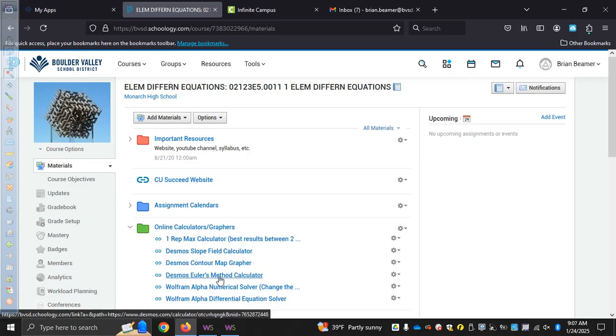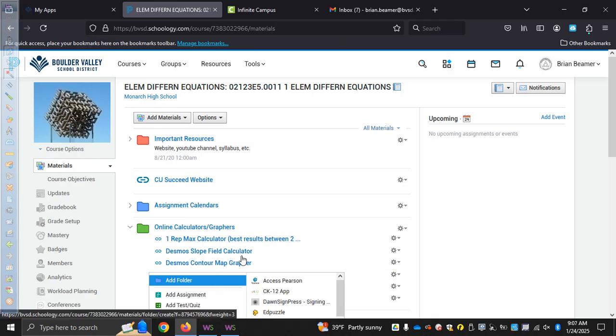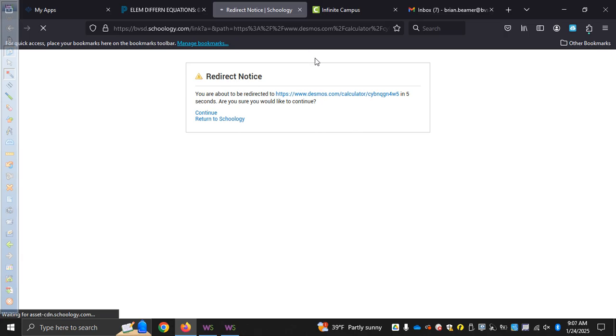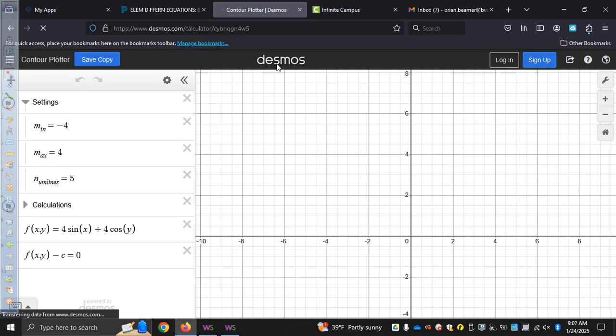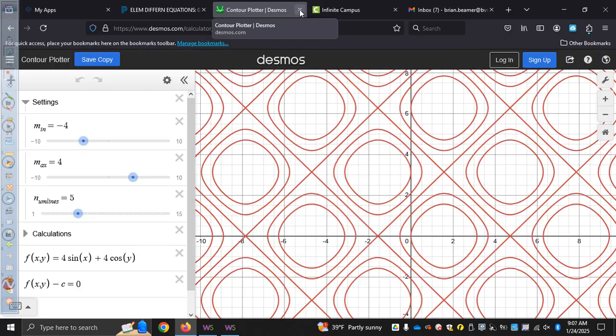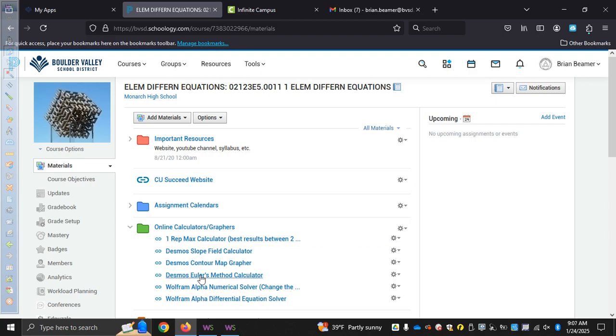So, the Desmos Euler's method calculator. Oh, I did a contour plotter. I don't want the contour plotter. Euler's method calculator.